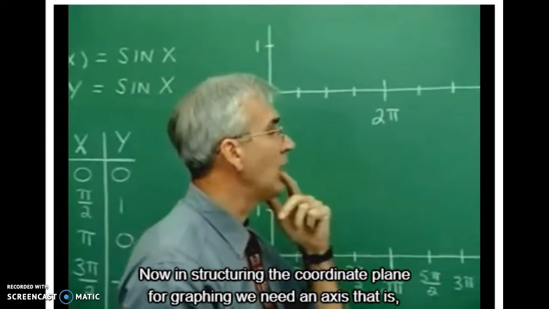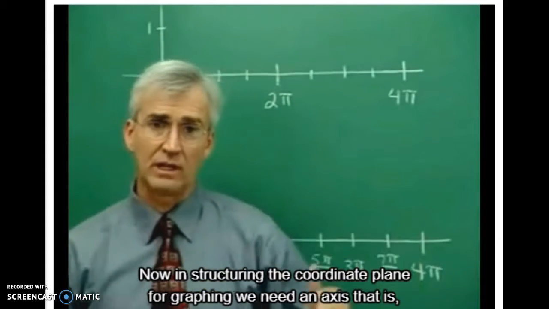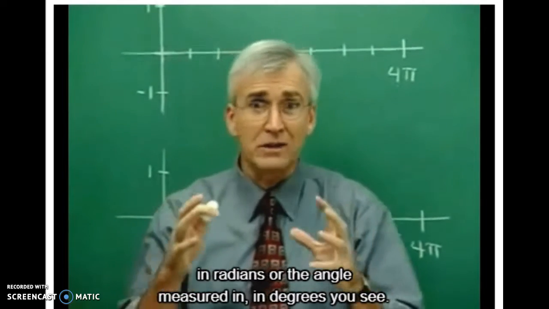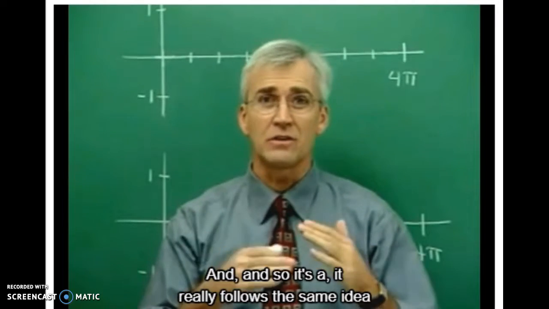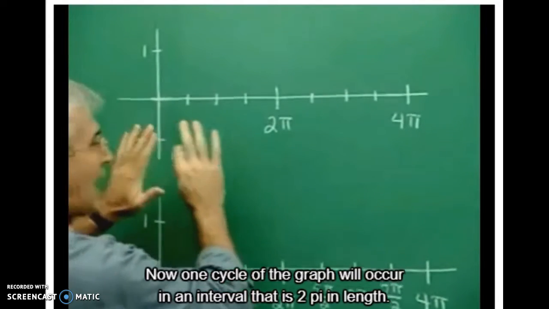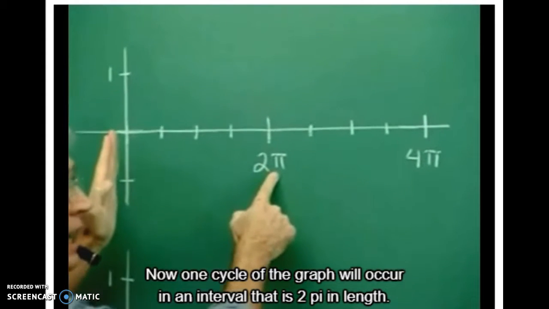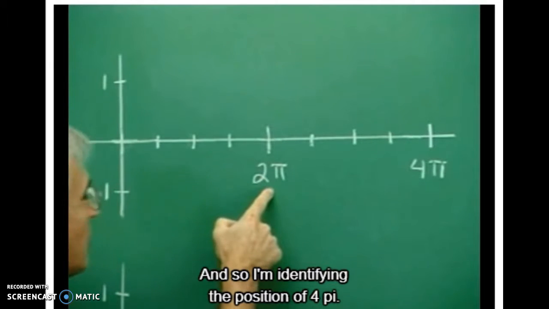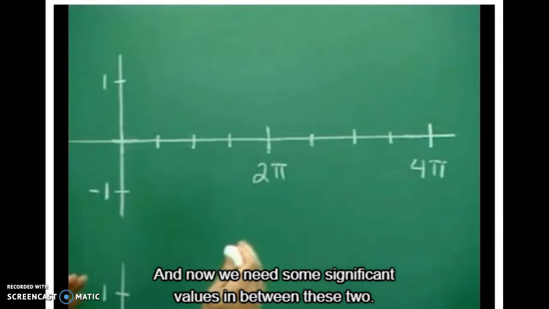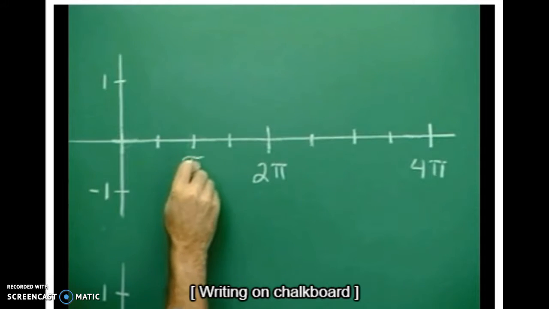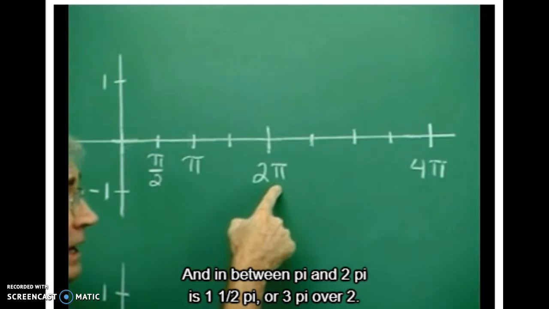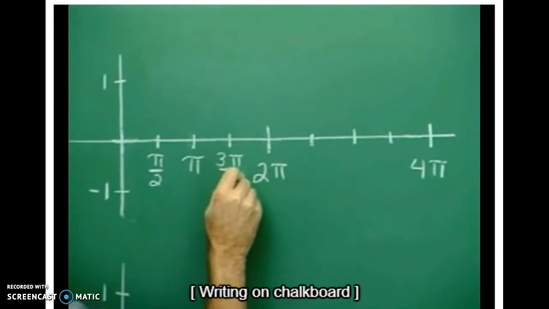Now, in structuring the coordinate plane for graphing, the x-axis is an axis for either the real number, or the angle measured in radians, or the angle measured in degrees. It really follows the same idea that we have had all along with graphing. One cycle of the graph will occur in an interval that is 2 pi in length. So I'm identifying the position of 2 pi here, and the position of 4 pi. Now we need some significant values in between. Right in between 0 and 2 pi is pi. Right in between 0 and pi is pi over 2. And in between pi and 2 pi is 1.5 pi, or 3 pi over 2.